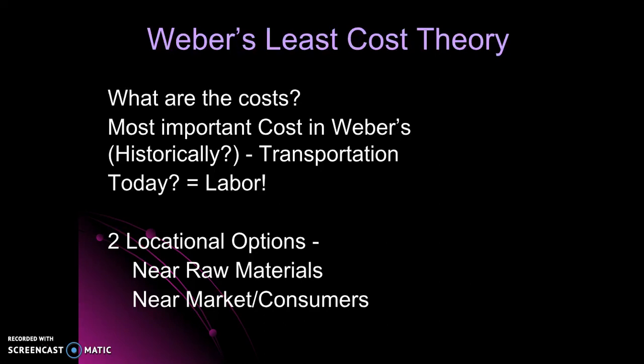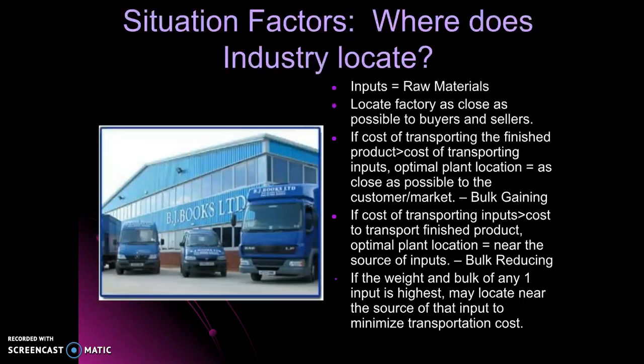So according to Weber's least cost theory, transportation was the most important cost, and you had two options in terms of where to locate. You either locate near the raw material or near the market, the consumer. That's why this is situation, because where is it in relation to? You either locate it in relation to the raw material or locate it in relation to the market, the consumer. The site factors are those locational features that are very specific to that particular place. That's why it's site. Site features are those that are present in that location. Situation is where is it in relation to the raw materials and the market, the consumer.